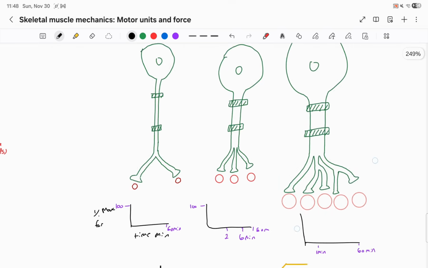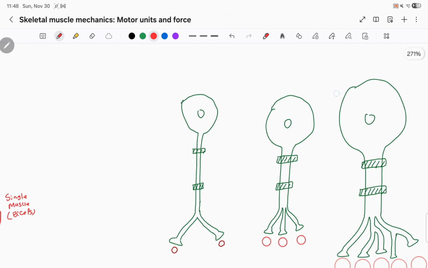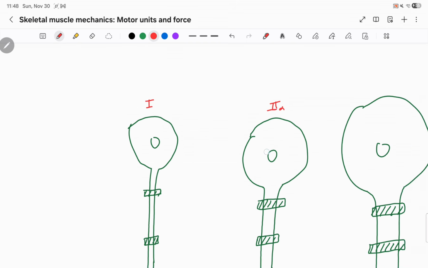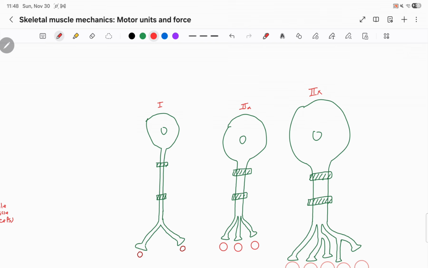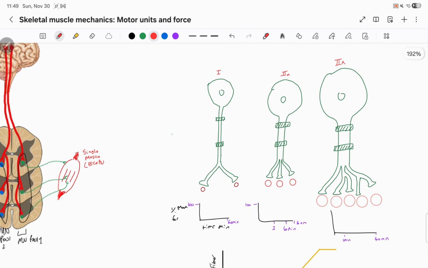Now, let's go ahead and speak about these motor neurons and their muscle fibers a bit more closely. So we said that we have different types of muscle fibers, right? So we're going to have type 1 fibers, type 2A fibers, and type 2X fibers. And these different kinds of muscle fibers have different contractile and metabolic properties, and they also have different motor neurons, as we were just discussing. So a type 1 motor neuron looks like this, okay? And a type 2A motor neuron looks like this, and a type 2X looks like this.